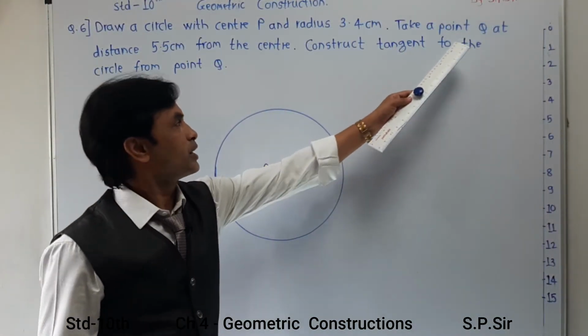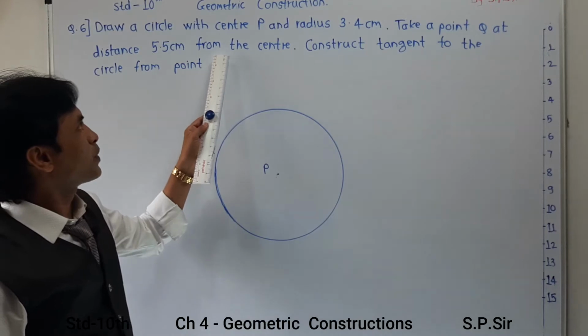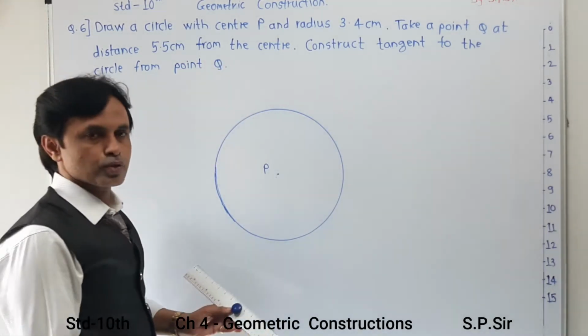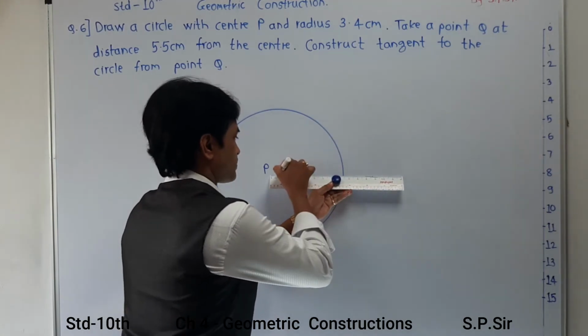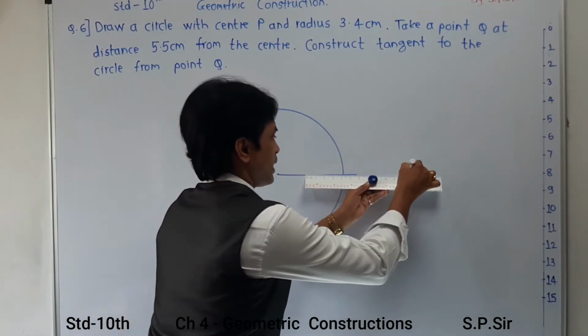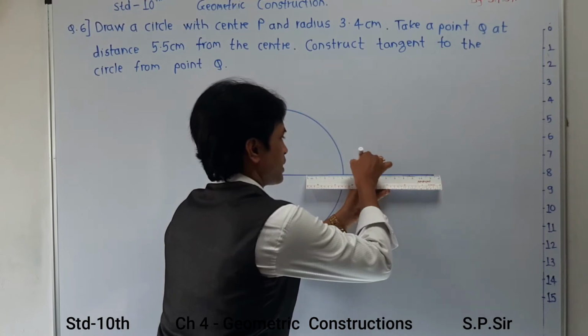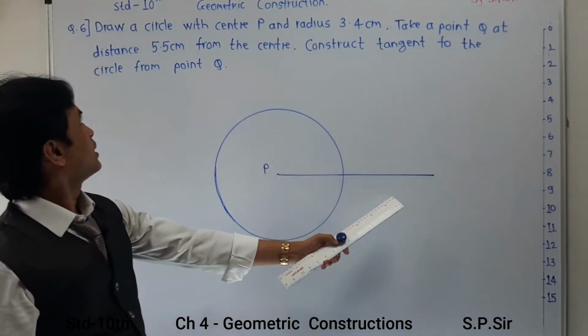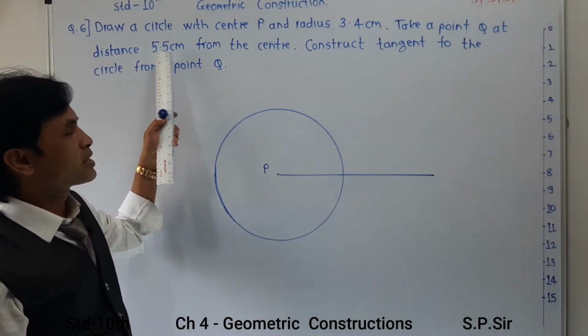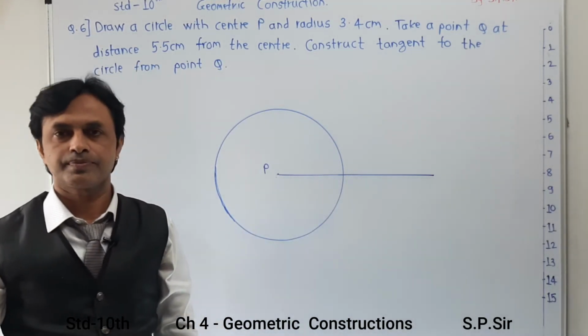Now take a point Q at a distance 5.5 centimeter from the center. So here I am going to draw one line, and you have to extend it up to a certain part, and now from point P up to point Q the distance is 5.5 centimeter.